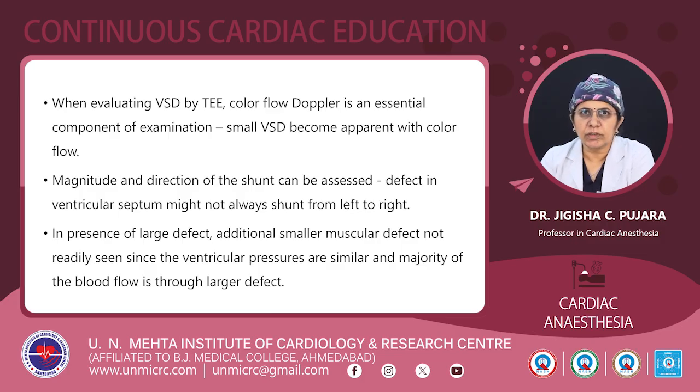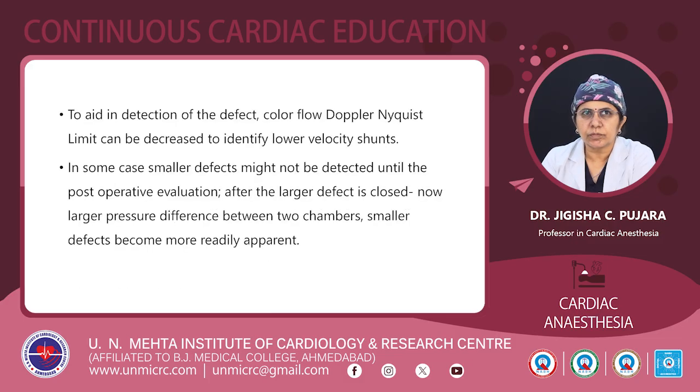In the presence of a large defect, an additional smaller muscular defect is not readily seen, since both ventricular pressures are similar, LV and RV pressure similar, and the majority of the blood flows through the larger defect, so a smaller VSD is sometimes easily missed. One can use the color flow, and by reducing the Nyquist limit, a smaller VSD can be seen with blood flowing through it by color Doppler assessment.